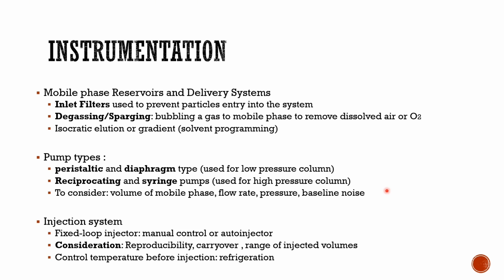For the injection system, there is the fixed loop injector. The consideration with knowing the injection system is that it has to be reproducible, there has to be no carryover or a low rate of carryover, and it will give you different volume ranges for injecting the sample. For temperature control before injection, sometimes you need to keep the sample cold. So you can put a refrigeration unit in, keeping the sample cold throughout the system.